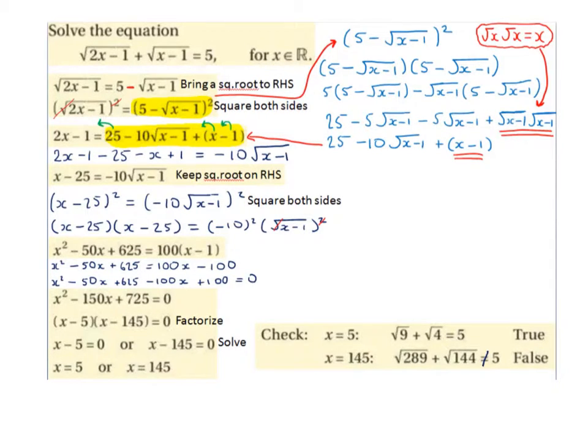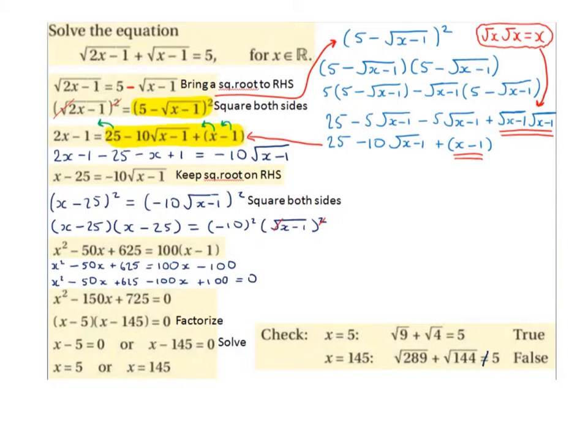And root x minus 1 multiplied by root x minus 1, I'm just going to stick them together for now to show that we're going to multiply them. I'm going to bring down the 25. And minus 5 root x minus 1 minus 5 root x minus 1 is minus 10 root x minus 1. So this is just like saying minus 5x minus 5x is minus 10x.